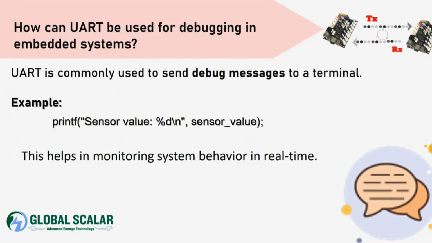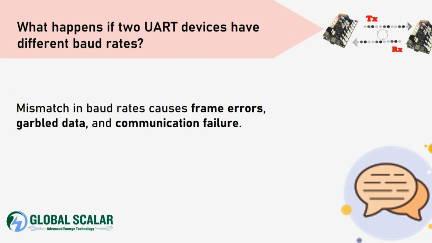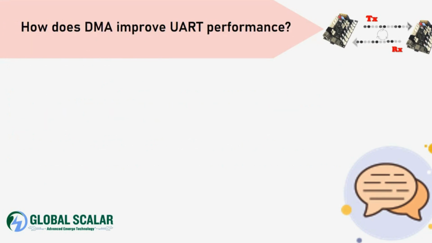How can UART be used for debugging in embedded systems? UART is commonly used to send debug messages to the terminal. It helps in monitoring the system behavior in real time. What happens if two UART devices have different baud rates? Due to the mismatch in the baud rate, the data cannot be transferred properly within the frame. So we'll get the frame error and some part of communication failure.